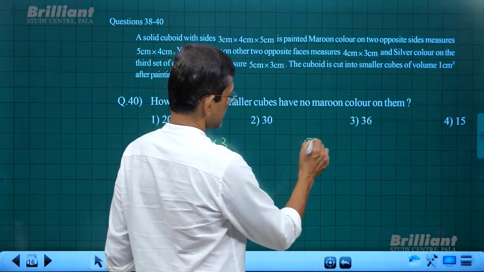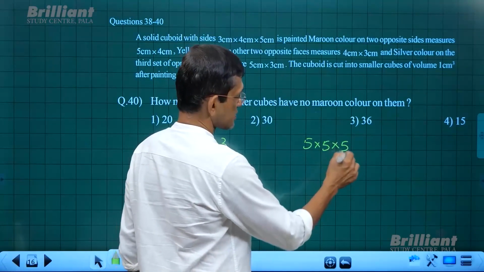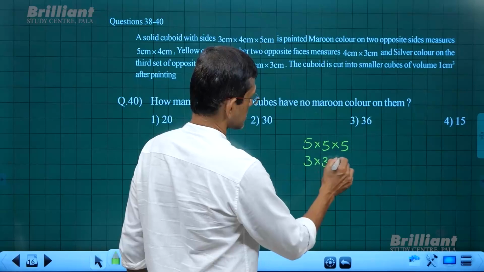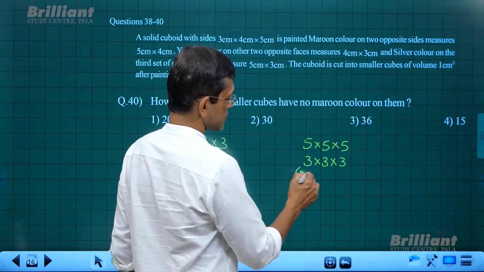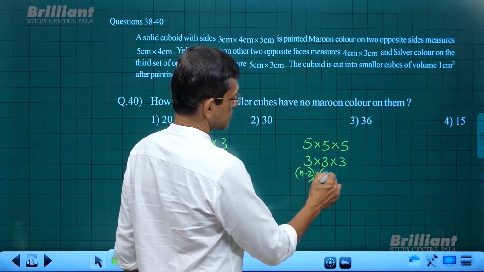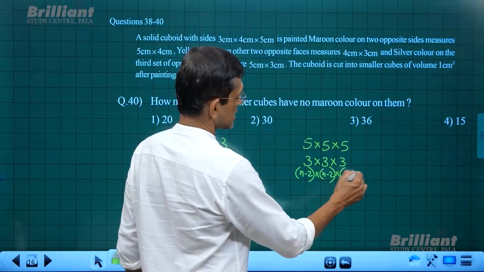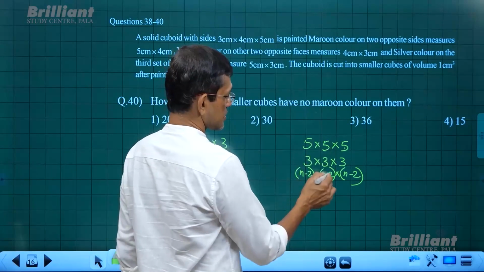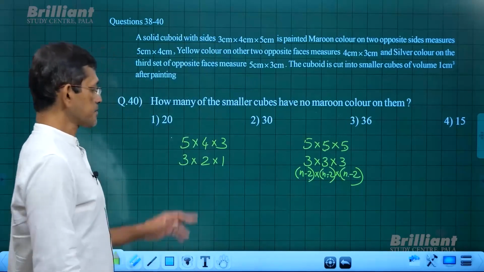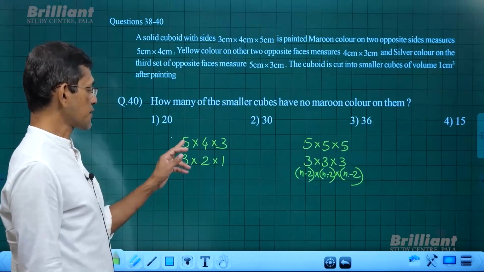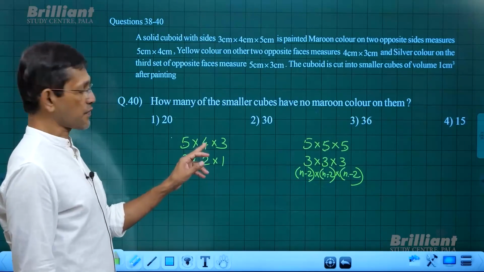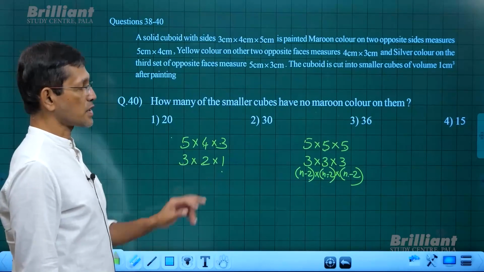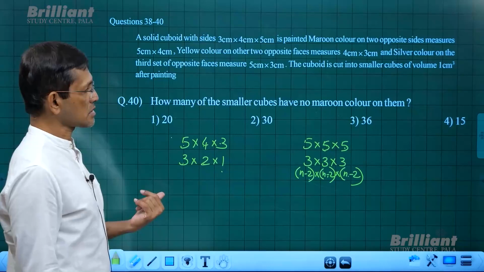Remember, if the size of the cube is 5 into 5 into 5, then the inner part without paint would be 3 into 3 into 3. That means n minus 2 into n minus 2 into n minus 2. What is n here? n is 5. So 5 minus 2 is 3. Here n is 4, so 4 minus 2 is 2. 3 minus 2 is 1. So 3 into 2 into 1, that's 6. So that's the answer.